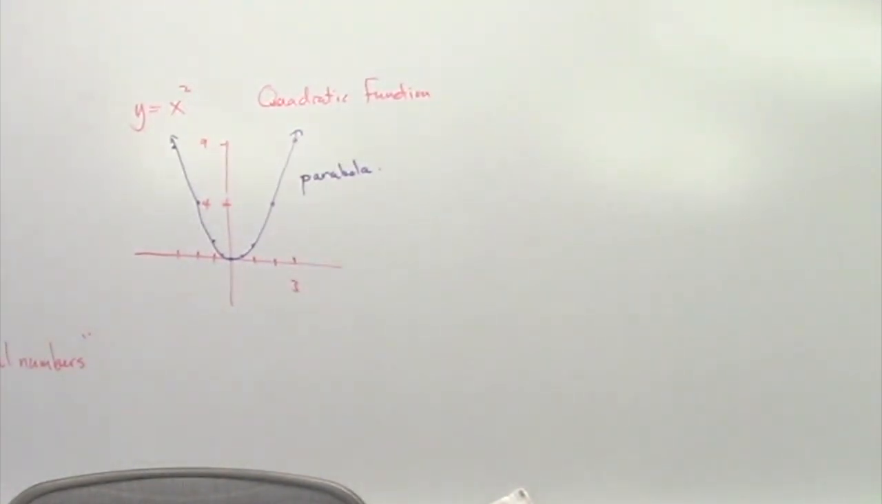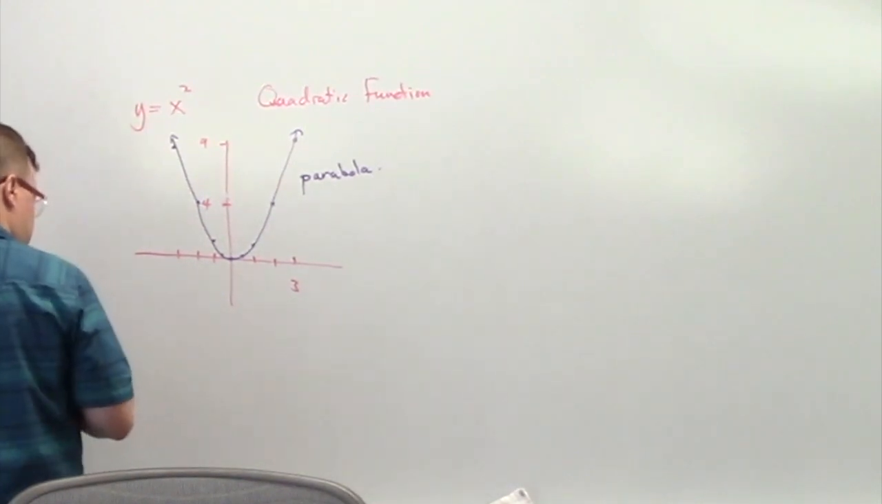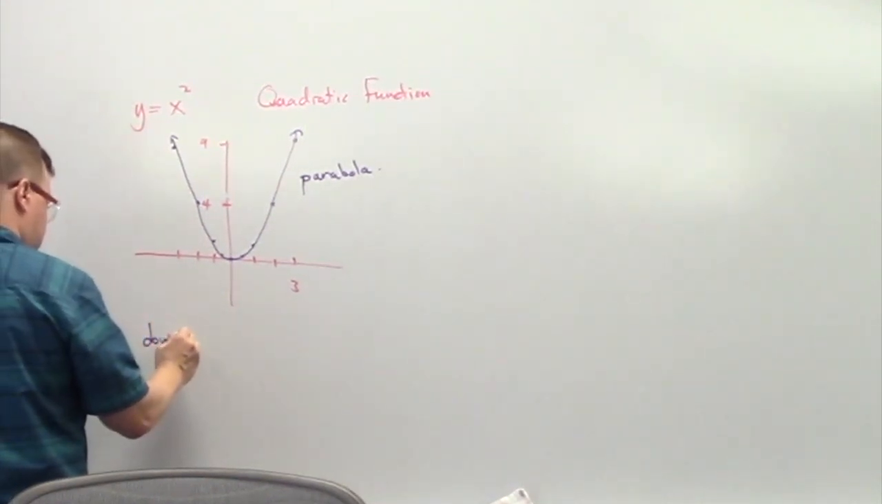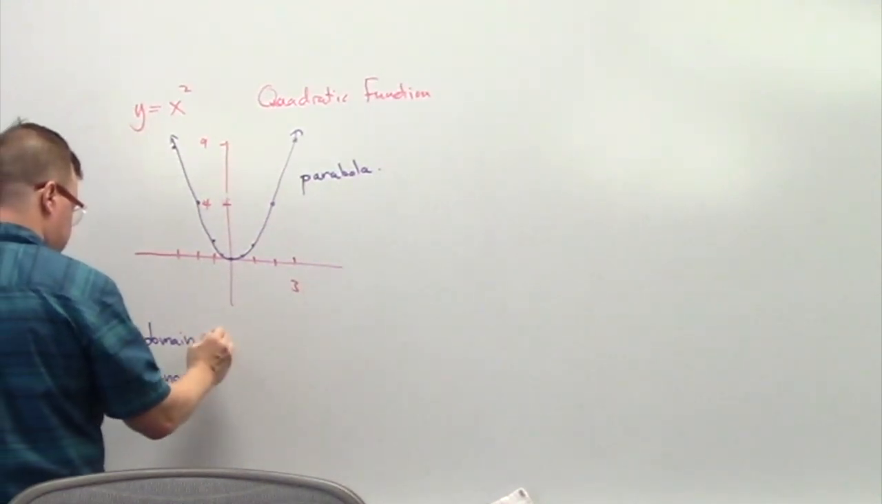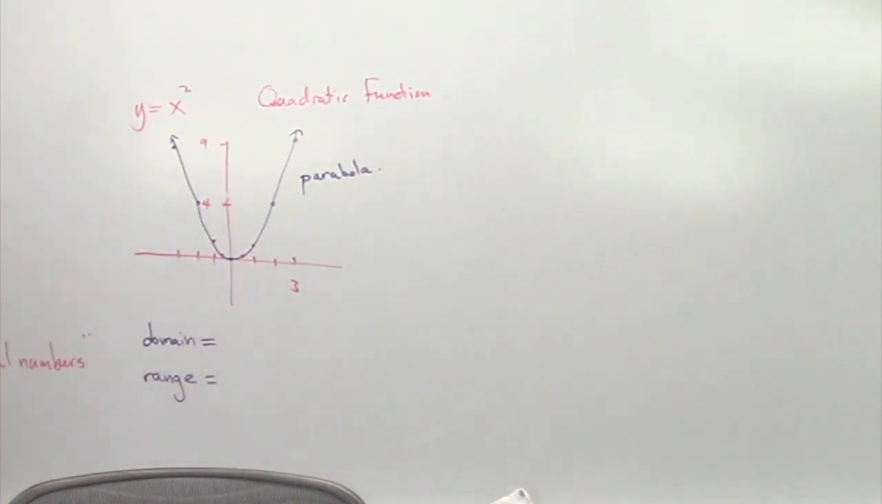When we get into chapter 3, maybe a month from now, we'll be returning to this and spending a lot of time on it. Tell me about the domain and the range. The domain is all real numbers and the range is 0 to infinity. Right.